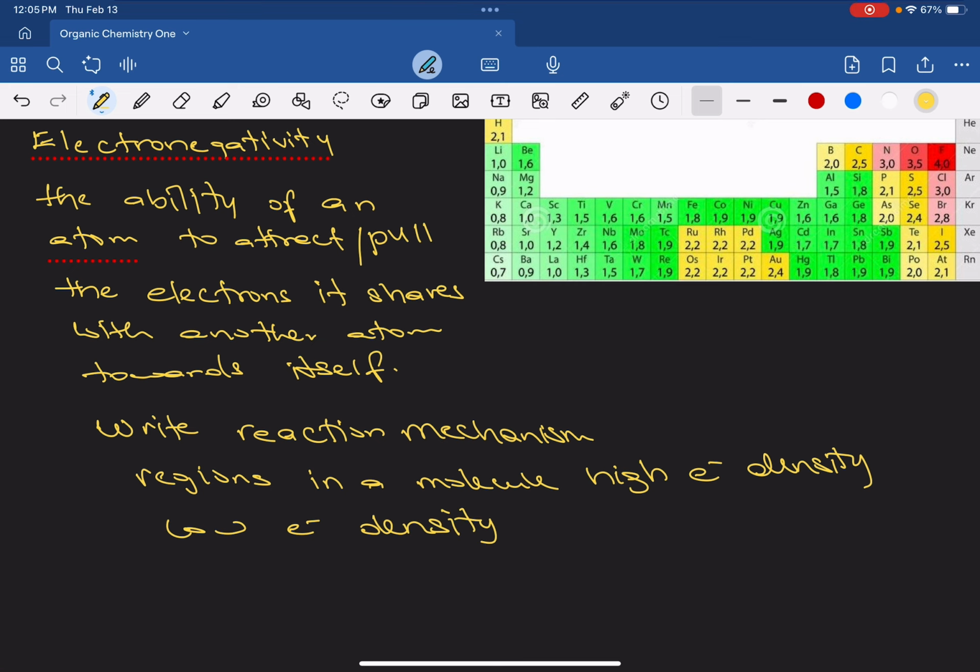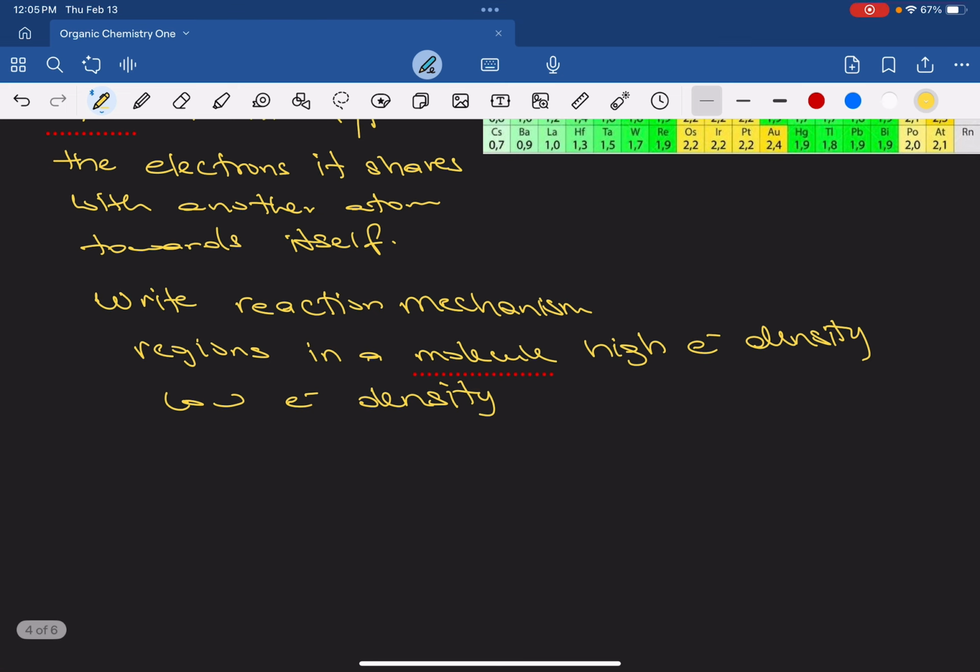And trust me, if you can recognize the regions that are high in electron density and low in electron density, you will be able to easily understand your reactions with all functional groups, whether it's alcohols, alkenes, etc. So electronegativity is important for organic because it really will help you when you start writing reaction mechanisms, when you start looking at reactions with all the different functional groups.